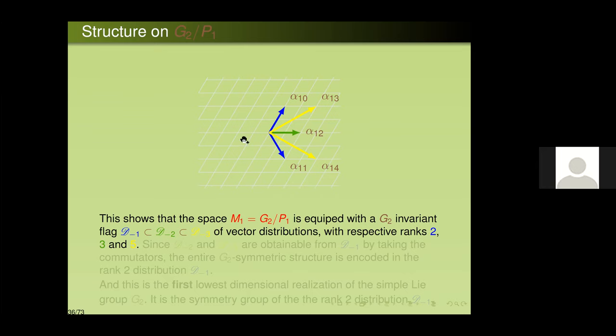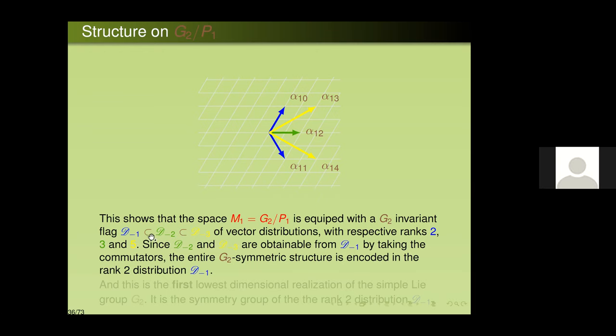So somehow, this flag of d minus 1 sitting in d minus 2 and sitting in d minus 3 is determined by d minus 1, because we can obtain d minus 2 by taking the commutator of d minus 1 with itself, and we can obtain d minus 3 by taking, let's say, the commutator of d minus 1 with d minus 2, right? So what we see, therefore, is that this five-dimensional manifold, which is just G2 divided by P1, is naturally equipped with a rank 2 distribution, D minus 1, on it.